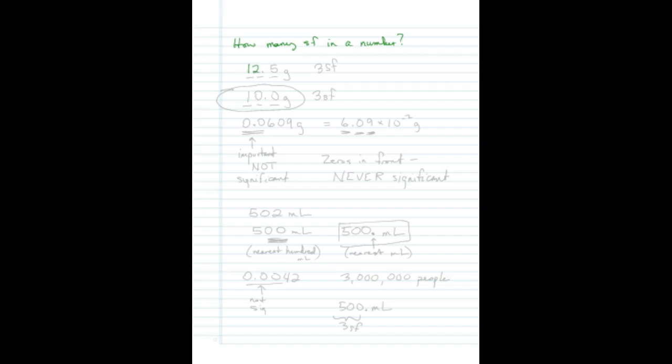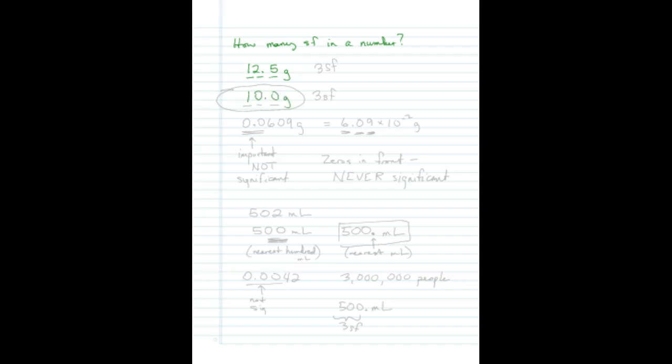If we look at a simple number like 12.5 grams, that's a measured number, so we need to worry about sig figs. We weighed something and said it contained 12.5 grams. Now there's 1, 2, 3 significant figures. All of these numbers, the 1, the 2, and the 5, are all part of the measurement. So that's pretty simple.